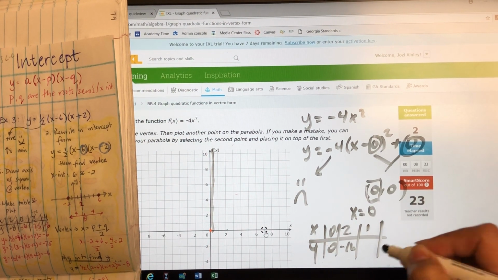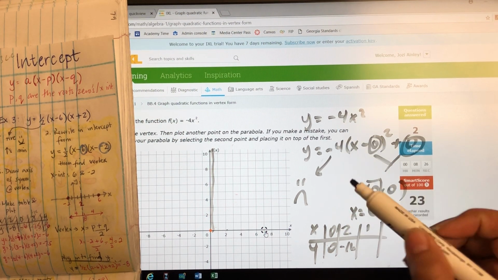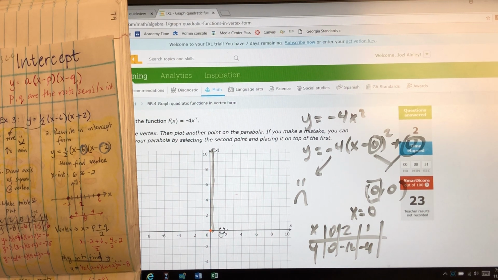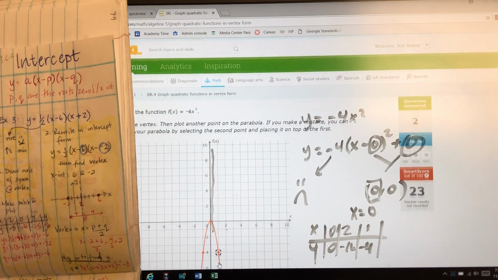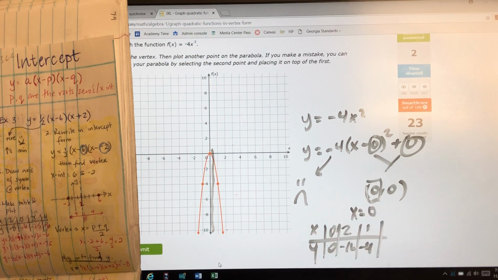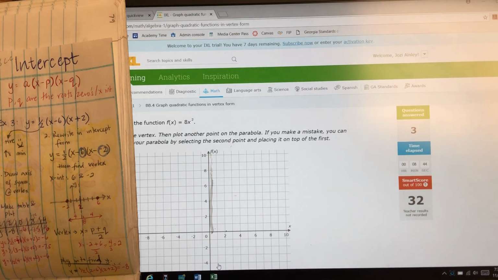So I'll pick 1. So when x is 1, 1 squared is 1. 1 times negative 4 is negative 4. So I'm going to go to 1, negative 4. And then look at the graph. Does that make sense? Yes, because it's supposed to be looking like that. If it didn't look like that, you know that you made a mistake.